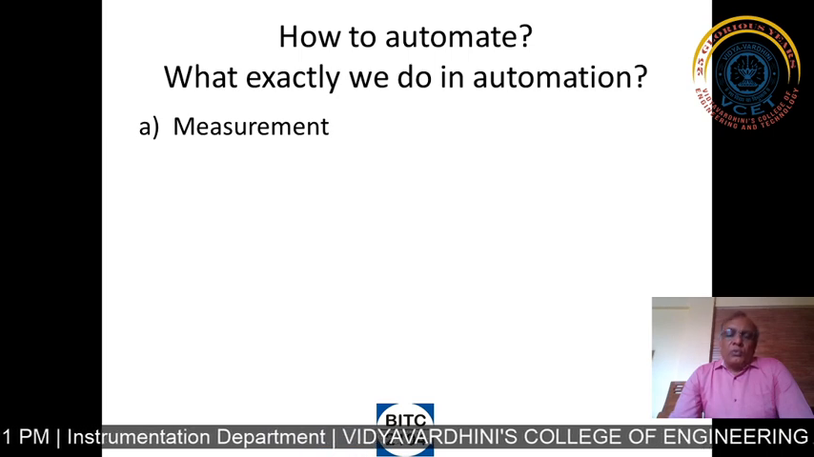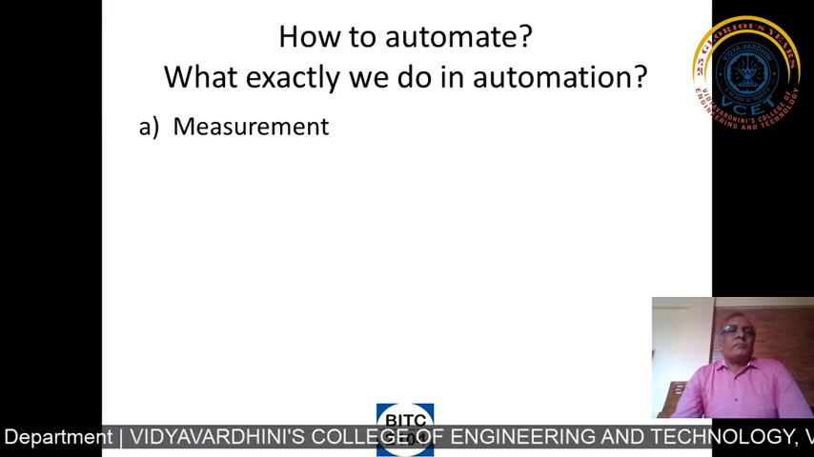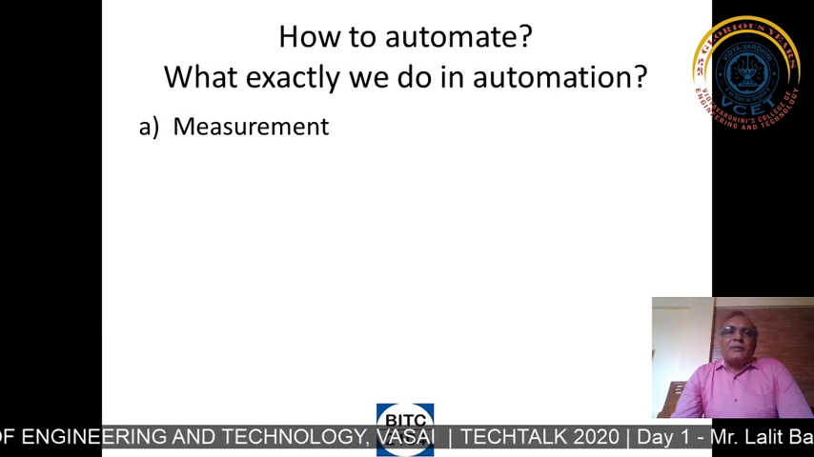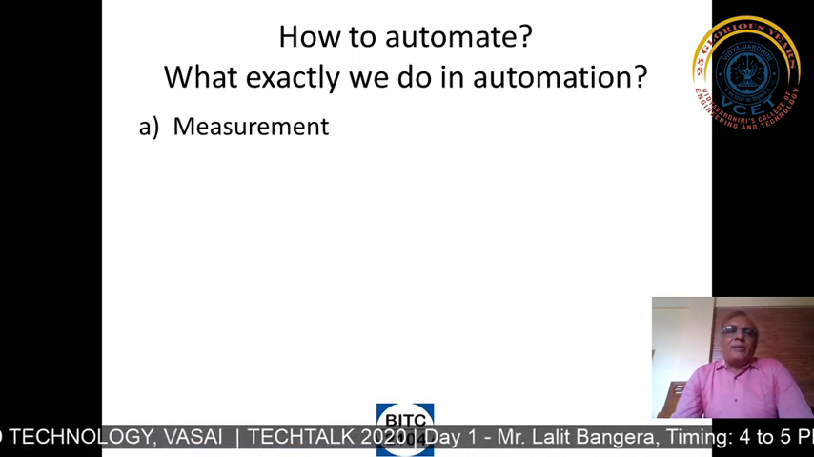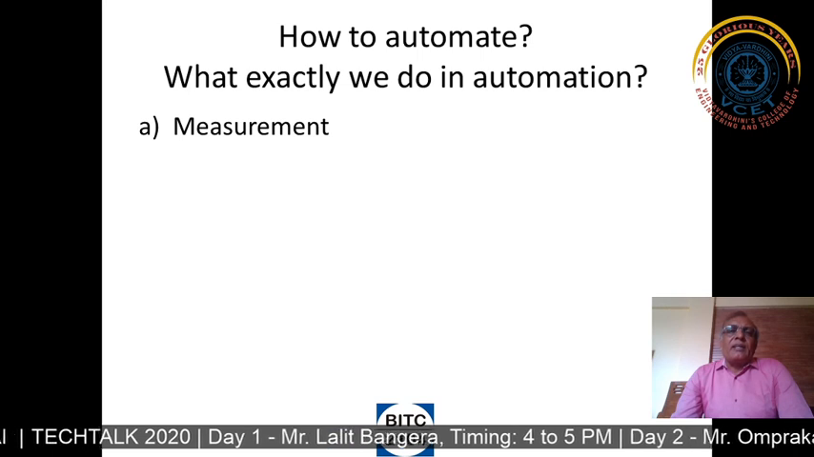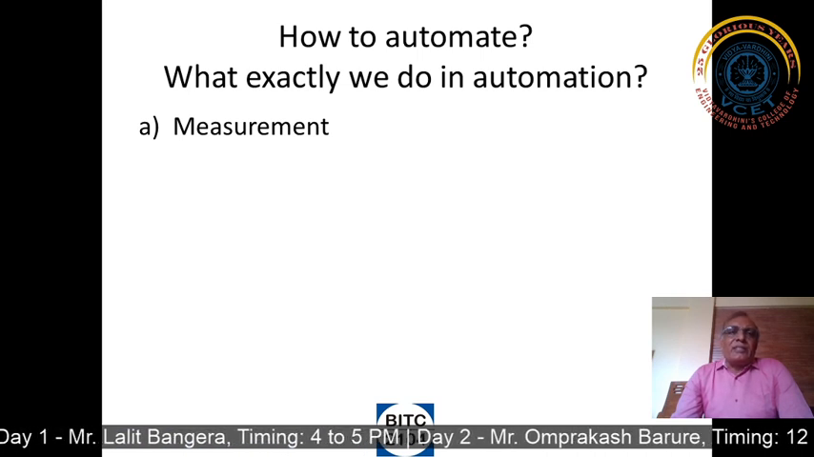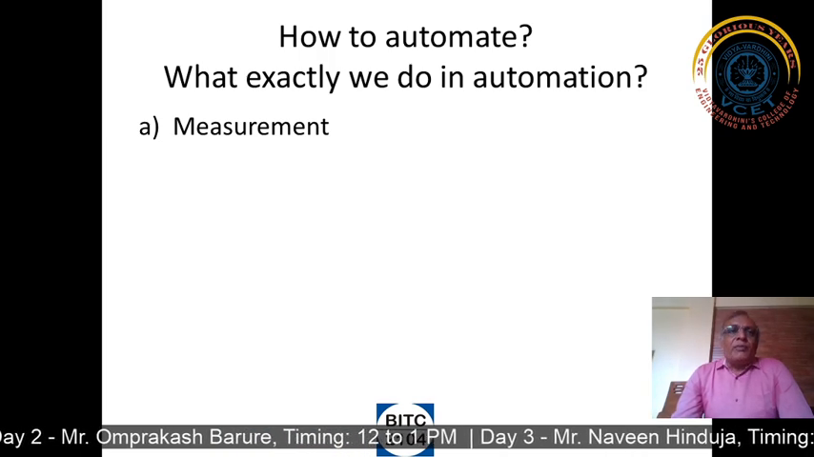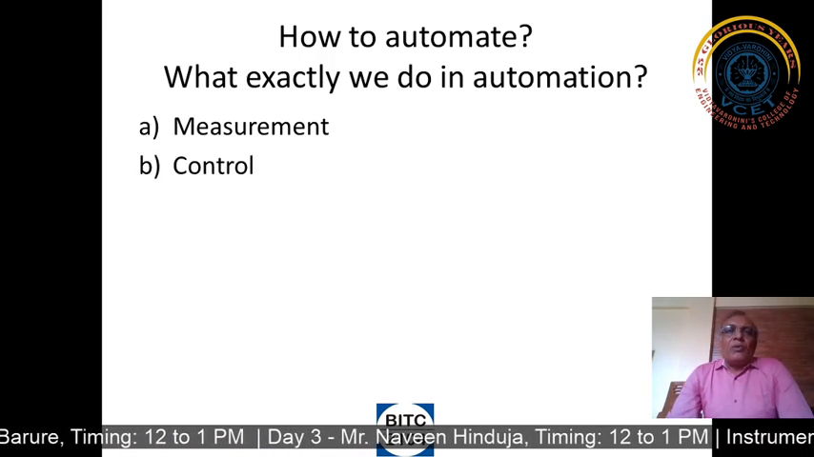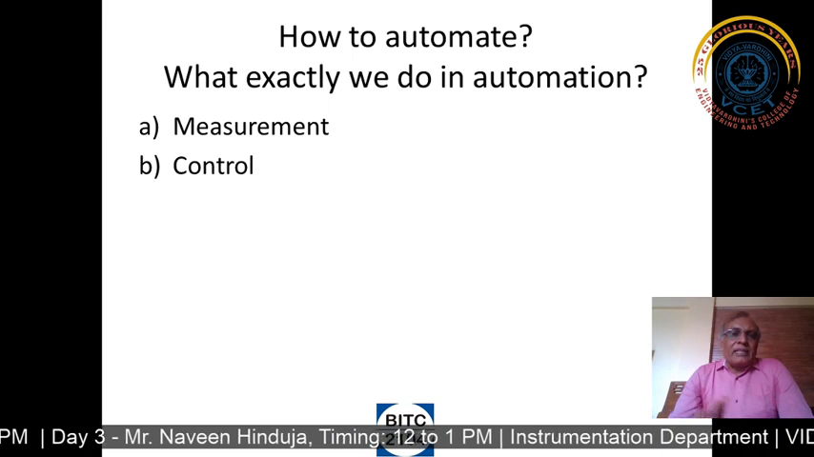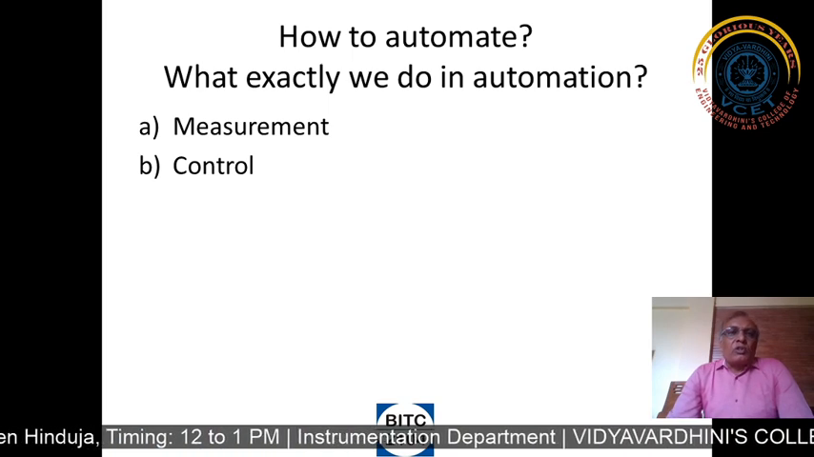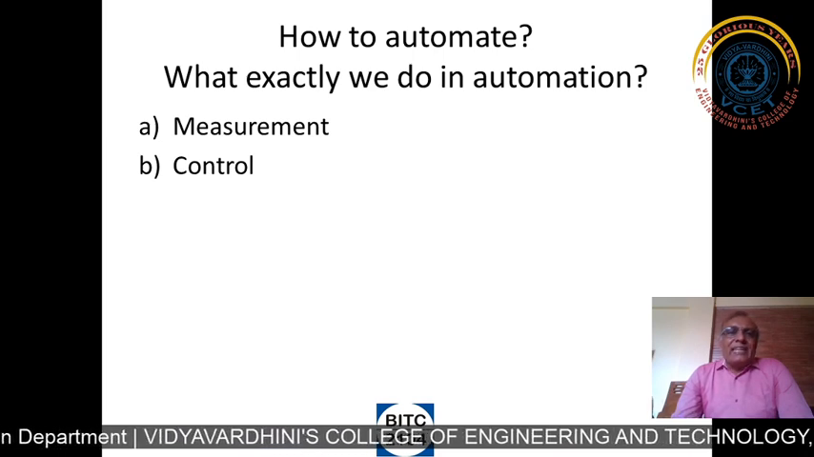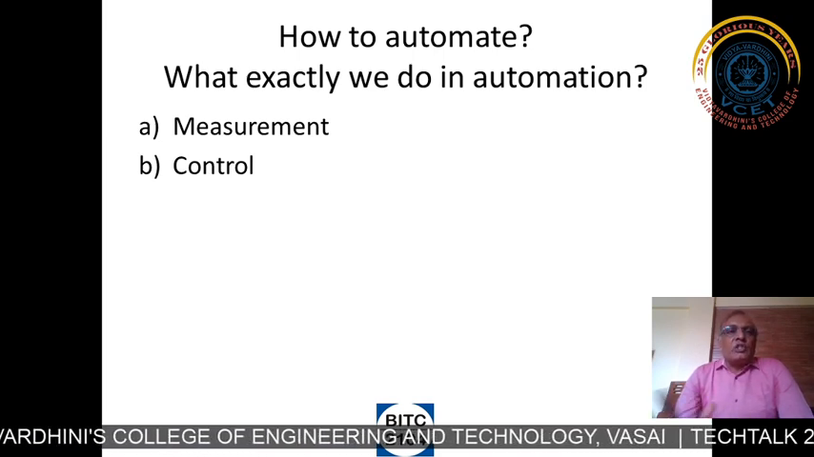What exactly do you do? We measure. What parameters? Process parameters. Like what? Temperature, pressure, level, flow, physical, pH, conductivity, density, turbidity, and so on. Analytical parameters. We do measurement. What else do we do? Control. What do we control? The same things I just mentioned, process parameters. Select parameters can be controlled.